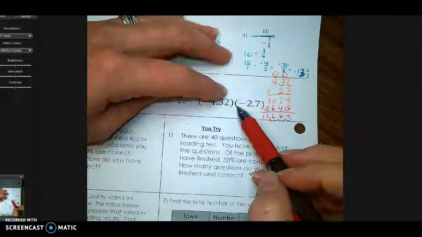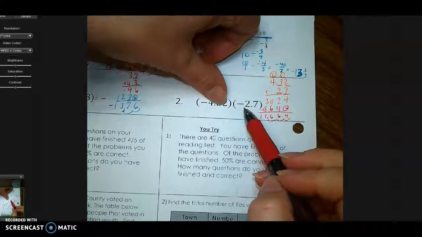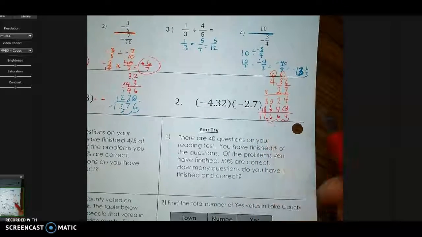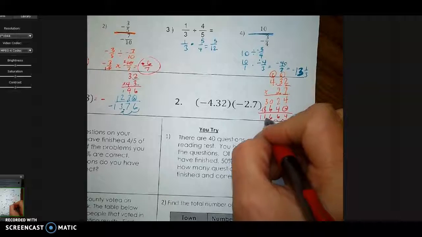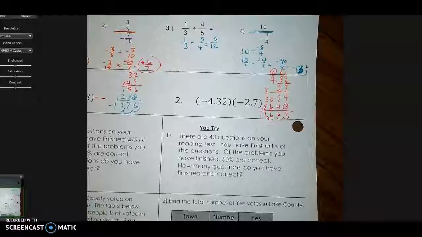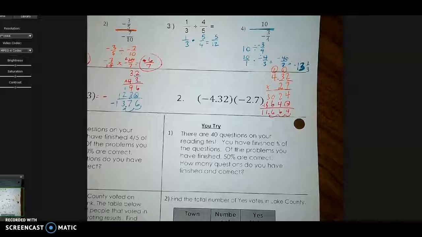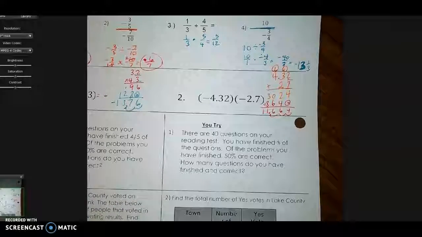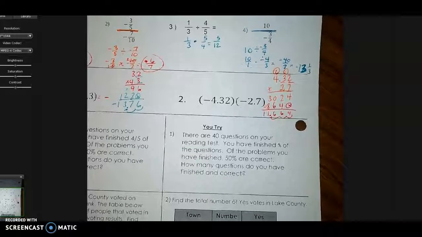You can also go, well, you know what, the whole number is 4 times almost 3, so 4 times 3 is 12, so my answer should be close to 12, and if I put my decimal point in another spot, it would make a huge difference, one way or the other. So I will leave you with that. We won't worry about these problems at the bottom here, and let me know if you have any questions.